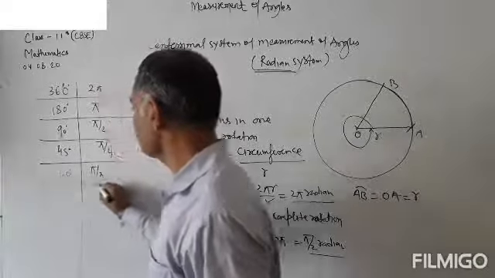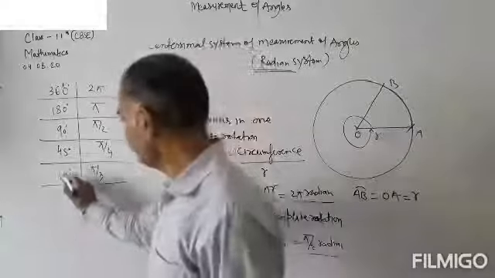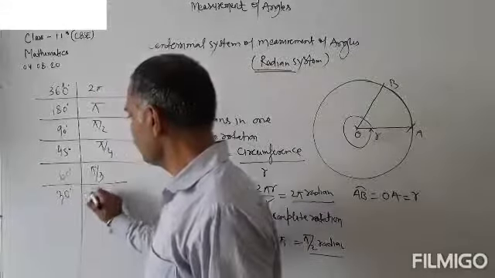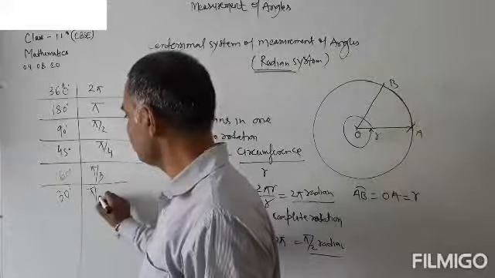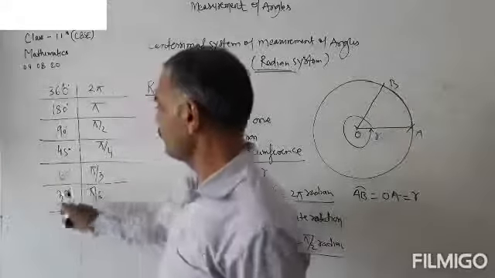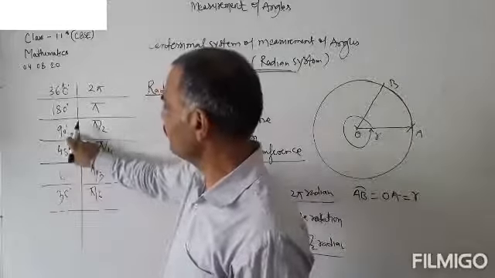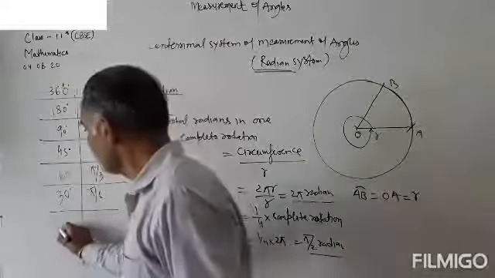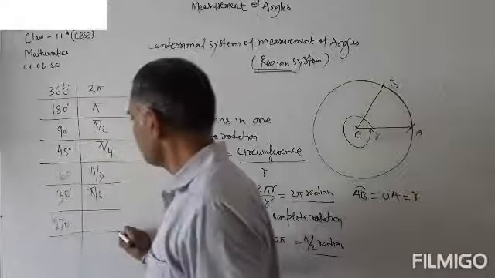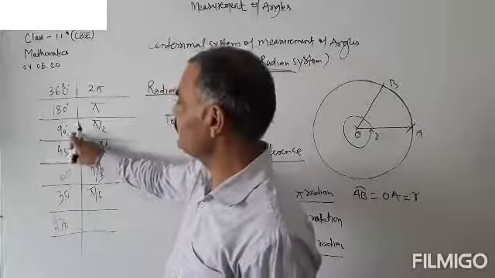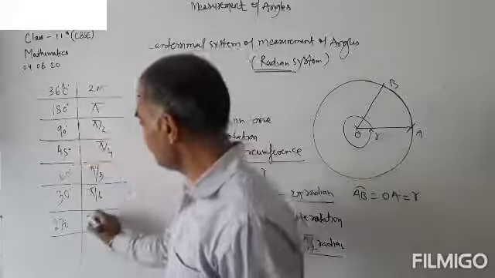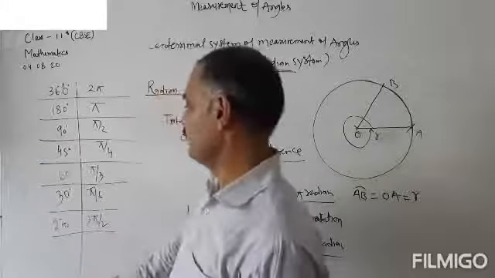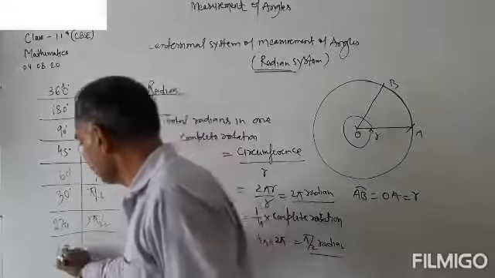So 60 degree equals pi by 3. Making half of this, 30 degree is equal to pi by 6. Okay, so 30 degree, 60 degree, 45 degree, 90 degree, 180 degree. Now 270 degree means 3 times of this, so 3 times of this means 3 pi by 2. Okay, and then 120 degree.